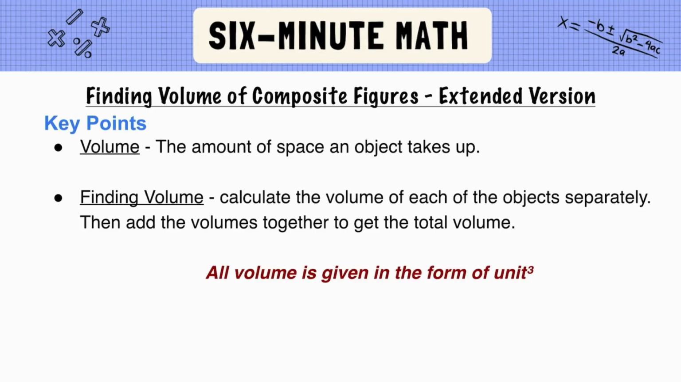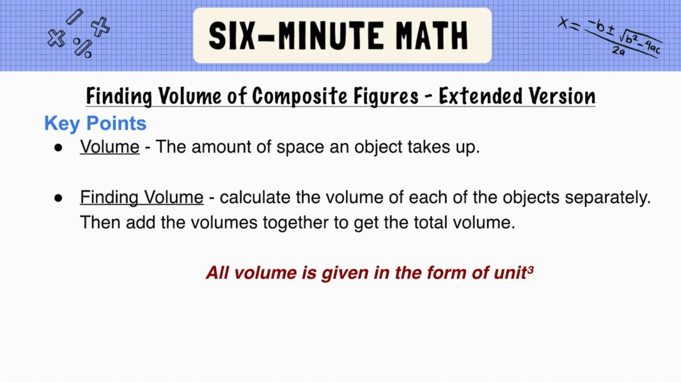The volume can be understood as the amount of space that an object takes up. To find the volume of composite figures, we are going to calculate the volume of each of those objects separately, and then add all those volumes together to get a total volume for that composite figure. Please remember that all volume is given in the form of units cubed, as volume is a three-dimensional concept. Therefore, our unit for our final answer has to be in 3 dimensions.